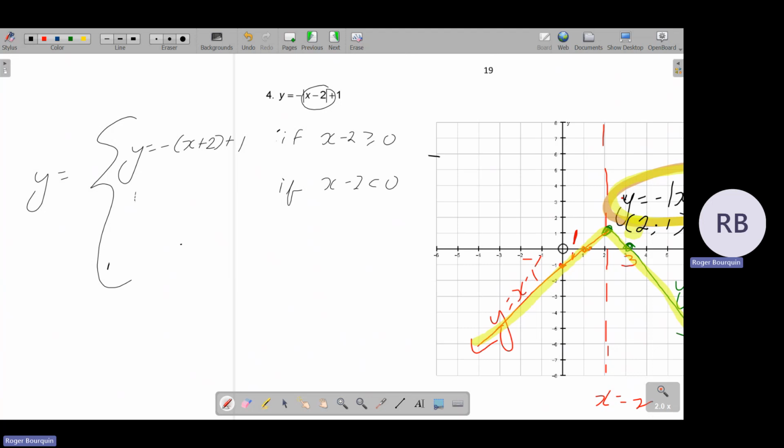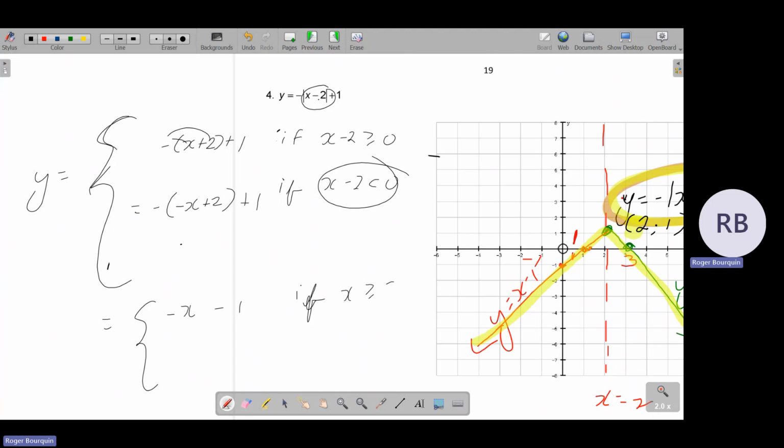But I know if what's inside is less than 0, what happens? It changes sign. So it'll become y is equal to negative x plus 2, right? Just what's inside the absolute value changes. So stay with me for a minute. I get negative x minus 2 plus 1, if x is greater than or equal to 2, and I get x minus 2 if x is less than 2.